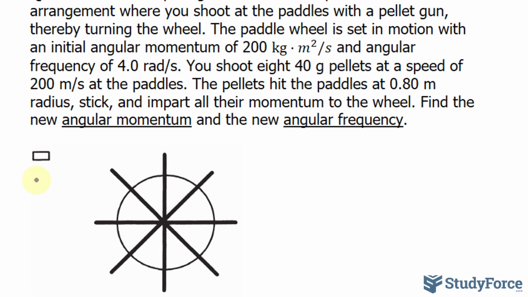The paddle wheel is set in motion with an initial angular momentum of 200 kilograms times meters squared per second and an angular frequency of 4.0 radians per second. So here we have angular frequency, which is the same thing as angular velocity. You shoot 8 40-gram pellets at a speed of 200 meters per second at the paddles. The pellets hit the paddles at the 0.8 meter radius mark and impart all their momentum to the wheel. Find the new angular momentum of the wheel and the new angular frequency.